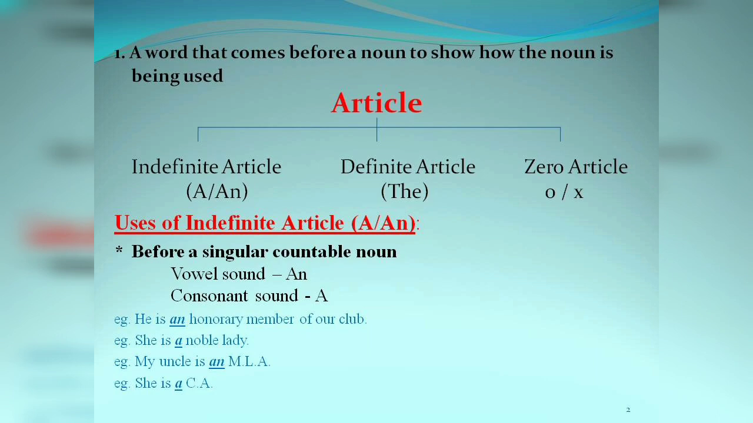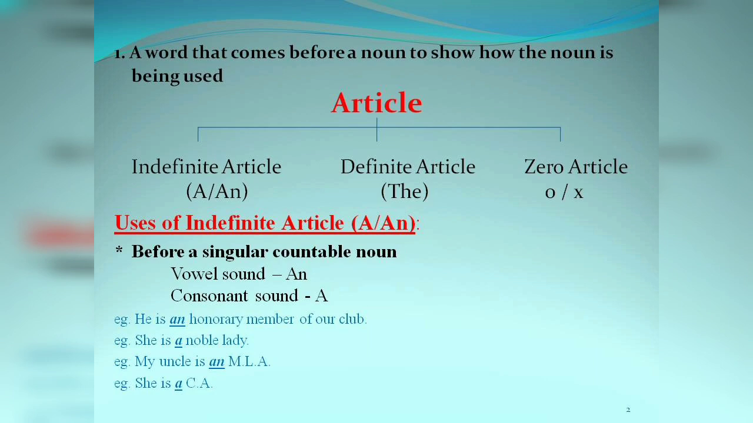Here are a few sentences. The first sentence says, he is dash honorary member of our club. Honorary member is a singular noun, and honorary starts with an O sound, which is a vowel sound. Therefore, we have written here an. The second sentence says, she is dash noble lady. Noble lady is a singular noun and noble starts with an N sound, which is a consonant sound. Therefore, a. She is a noble lady.